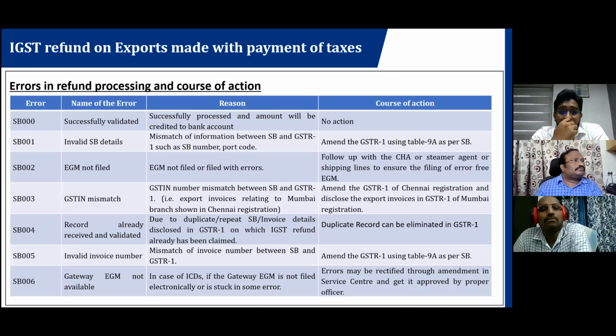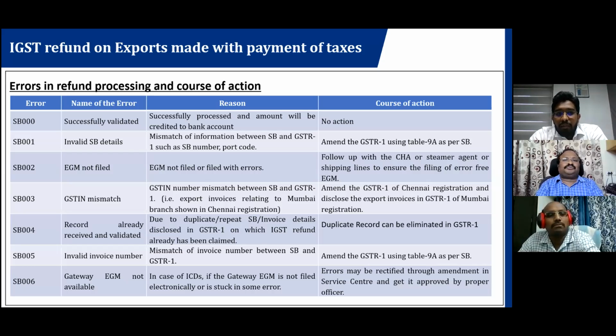Next, SB002. EGM not filed. Your liner didn't file your EGM. SB003. GSTN mismatch. You have entered GSTN of one state in the shipping bill, but you have filed that export, you have disclosed those export invoices in another GSTN. In that case, the system will throw the SB003 error.